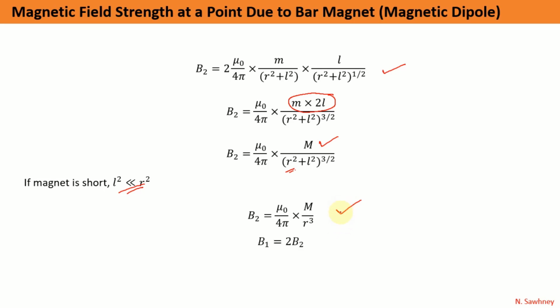If we compare this expression with the earlier expression obtained at an axial point, we will find that the magnetic field at an axial point is equal to twice the magnetic field at an equatorial point of the bar magnet.